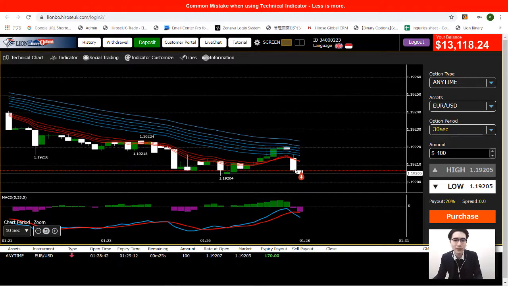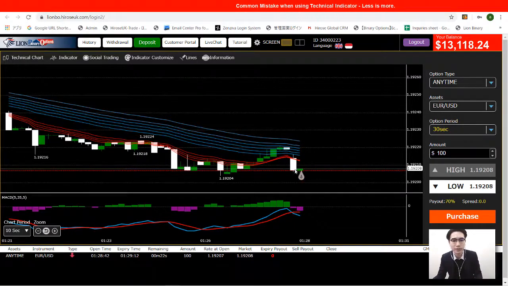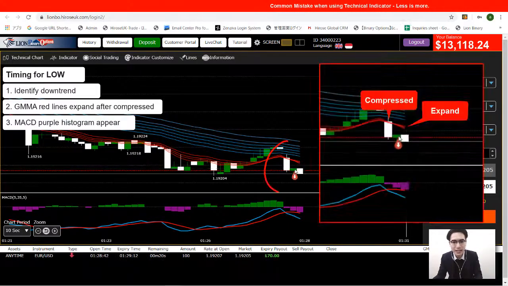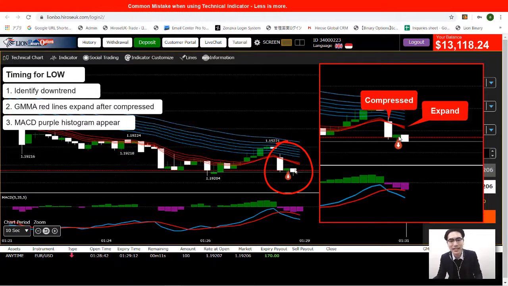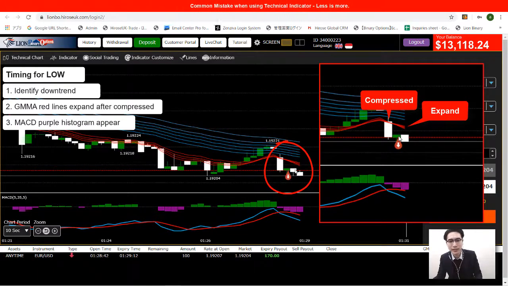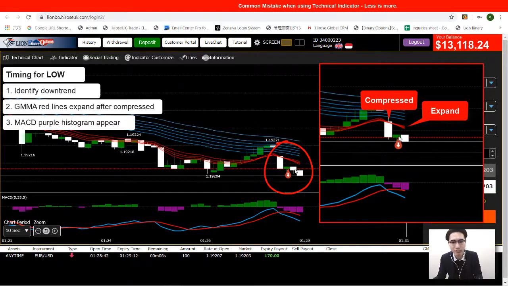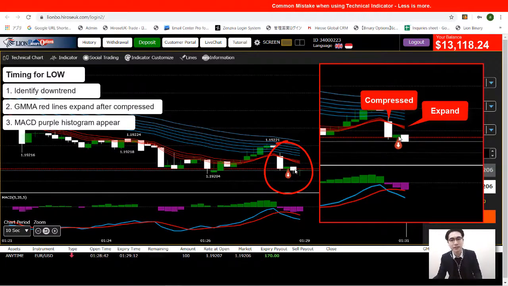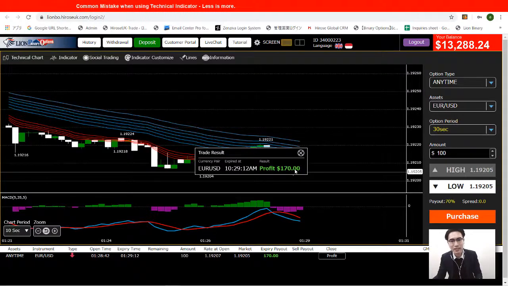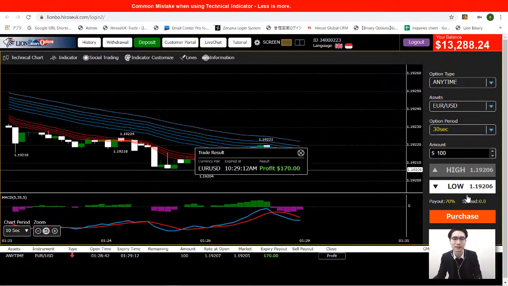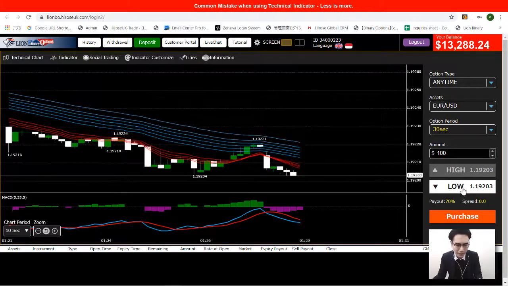So you see, the point of this strategy is the compress and expand. It's quite obvious that the price goes up and then the red line compresses here, and then it drops down again. It expands and then the MACD crossover gives me a purple histogram. So that is a signal of the retracement in a trend market using the GMMA and MACD. So, okay, ending in profit.